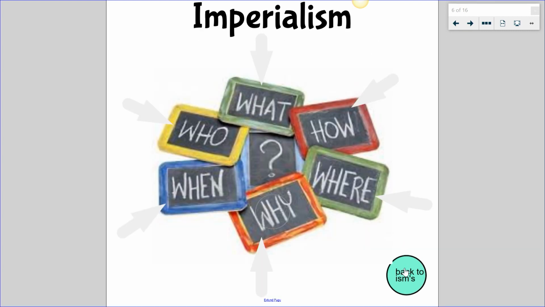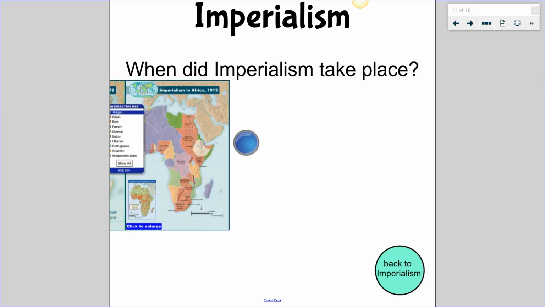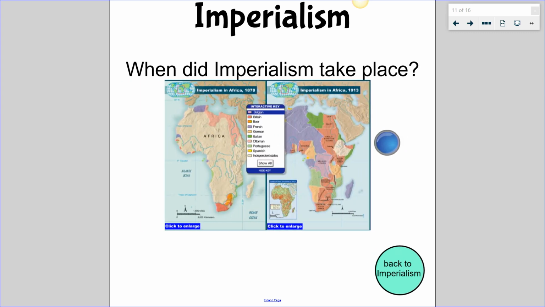So we know where. Let's look at when. And I'm not a huge stickler for dates, but as we move up to how imperialism was a cause of World War I, I think this map will be able to tell you, and you may want to focus on just the map. The map on the left is a map of Africa in 1878.